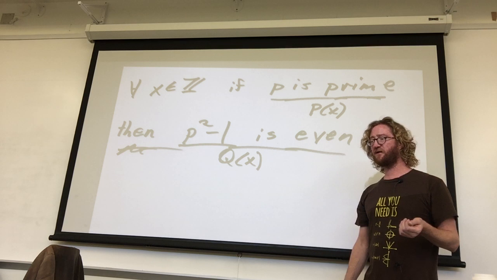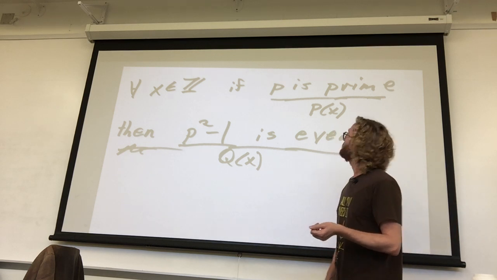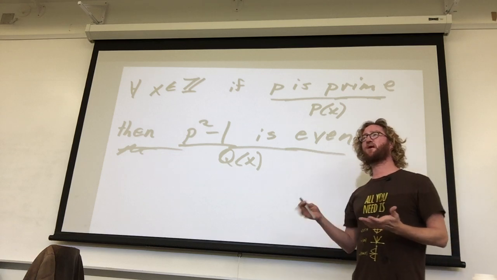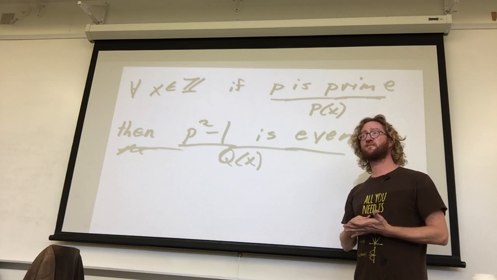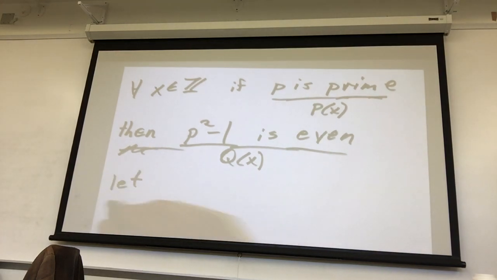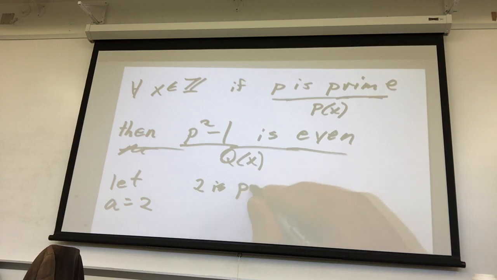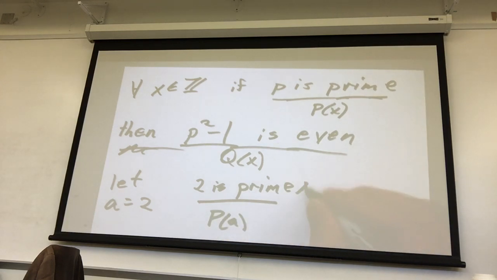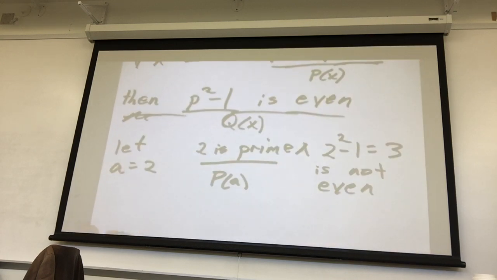But can anybody think of a prime number such that, yeah, it's prime, but if I do that prime number squared minus 1, I end up getting something that is odd? 2, yes, thank you. So, what we're going to do is let A equal 2. Now, 2 is prime. That would be P of A, and 2 squared minus 1 equals 3, and it is not even. And so that would be the negation of Q of A.